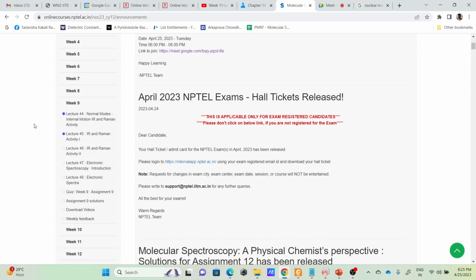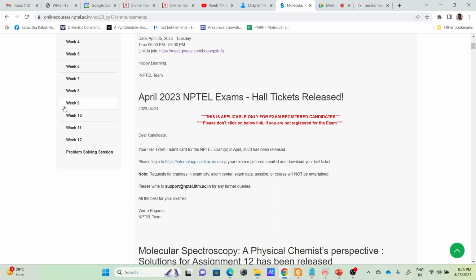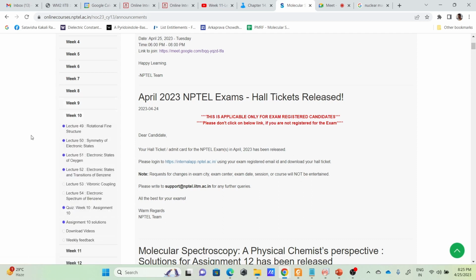In electronic spectroscopy, we first assumed that the Born-Oppenheimer approximation is valid, where the electronic levels, vibrational levels, and rotational levels don't really talk to each other. But then we also discussed some cases where the Born-Oppenheimer approximation is broken. Okay. And then in week 10, what did we learn? In week 10, we learned the rotational fine structure in an electronic spectrum.